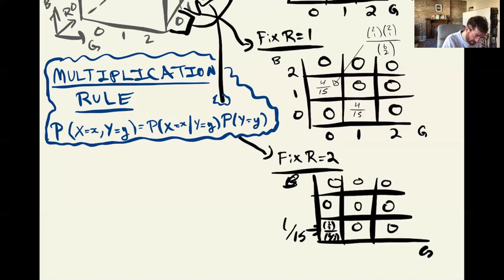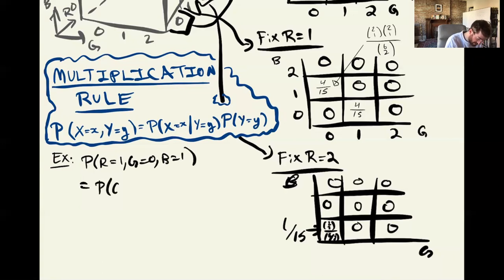Now, of course, you can imagine there's a three-dimensional version of this rule. Let's go ahead and figure it out. I computed here the probability of red equaling 1, green equaling 0, and blue equaling 1. I could have also computed this as the probability of the number of greens being 0 and the number of blues being 1, assuming that the number of reds was equal to 1, and then multiply this by the probability of having one red ball.